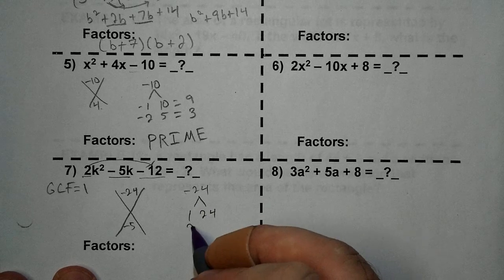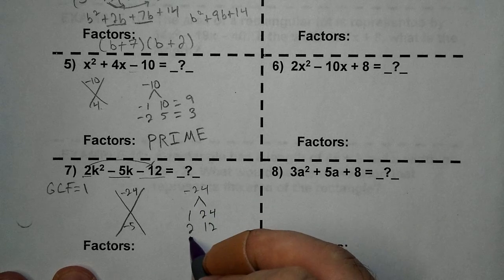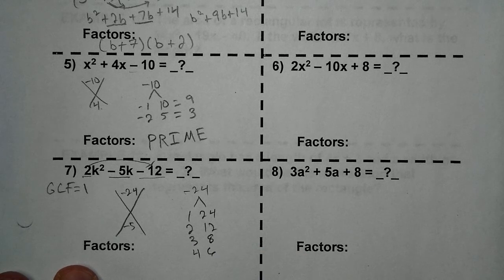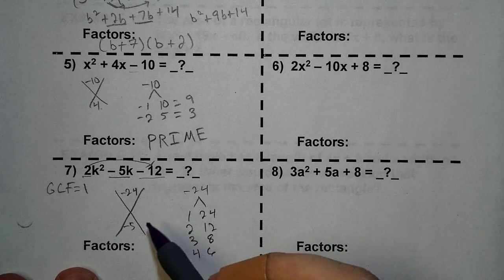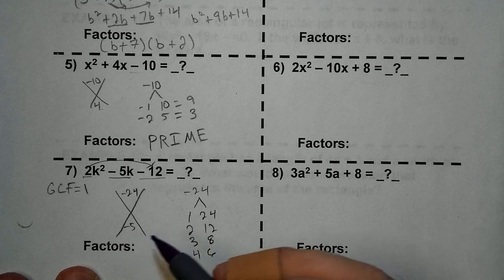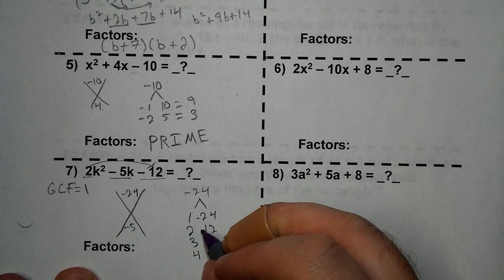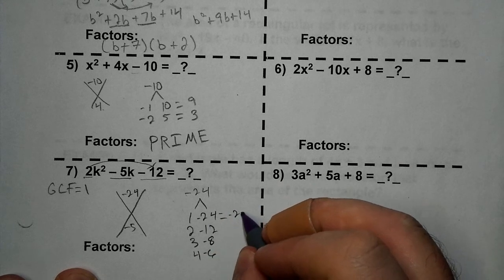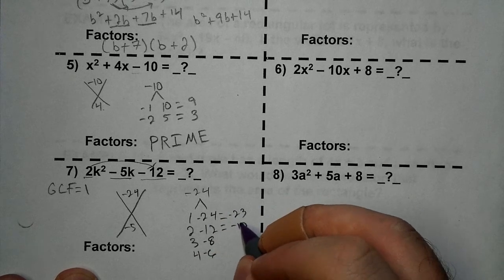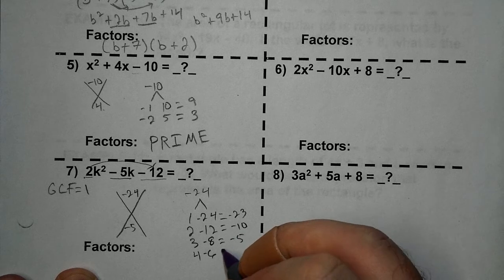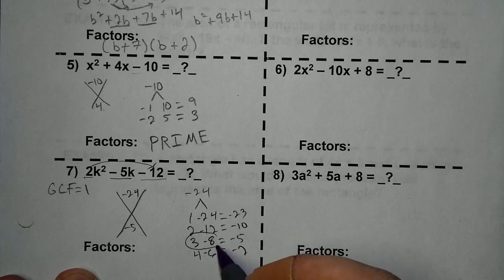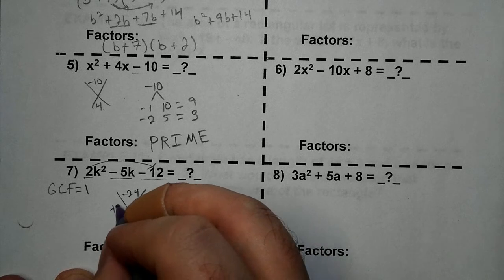24, divide by 2. 2 goes in there 12 times, divide by 3, 8. And 4 goes in there 6 times. And that's all the factors. Now, they added together to get a negative. So that means my bigger number is going to be the negative. So that's negative 23. This one is negative 10, negative 5, and negative 2. I needed it to be negative 5, so our factors are positive 3 and negative 8.